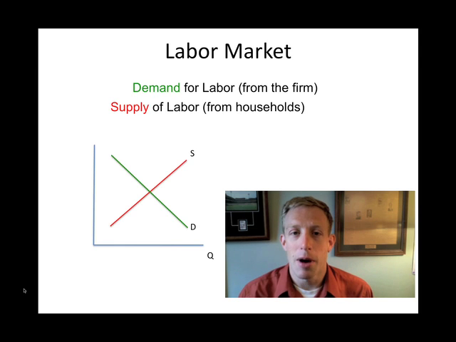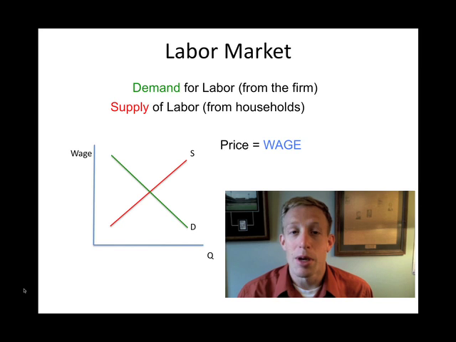We also want to keep in mind that in a market we have a price. In the labor market, using the term price for labor has sort of a negative connotation. Instead, what we do is we call the price the wage. This helps us to identify that we are indeed talking about a labor market rather than some other market when we see that wage is on the vertical axis.